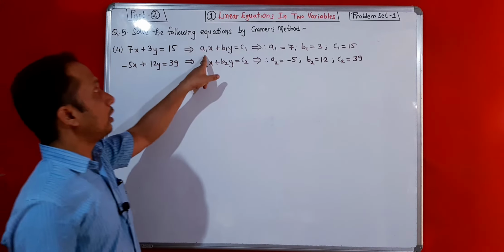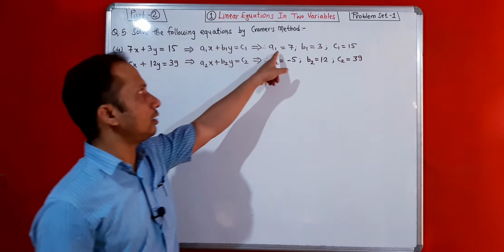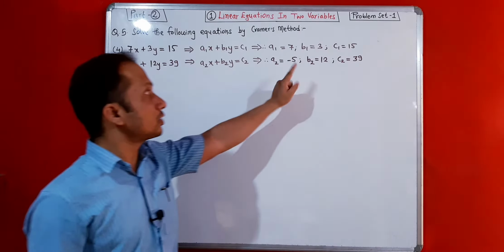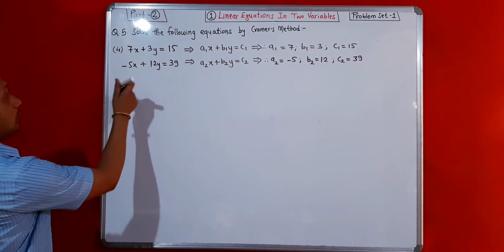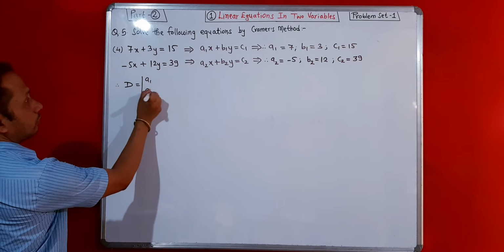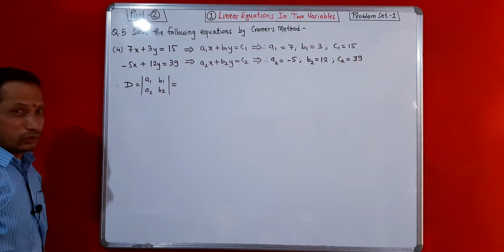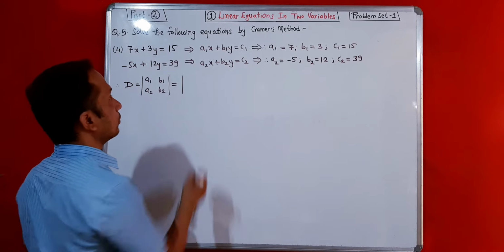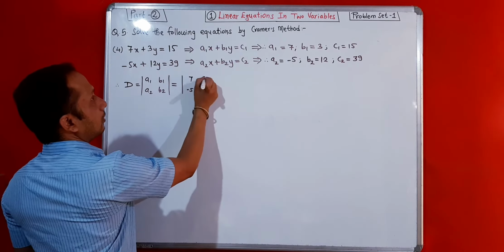So a1x plus b1y is equal to c1, a2x plus b2y is equal to c2. We just compare this. a1 is equal to 7, b1 is equal to 3, and c1 is equal to 15. a2 is equal to minus 5, b2 is equal to 12, and c2 is equal to 39. So let's start and solve this problem. Therefore D, you know that, what is D? a1 a2 b1 b2. You can directly solve this, but if you use this method it is very easy and very convenient to get the right solution. So 7 minus 5 and then 3 and 12.